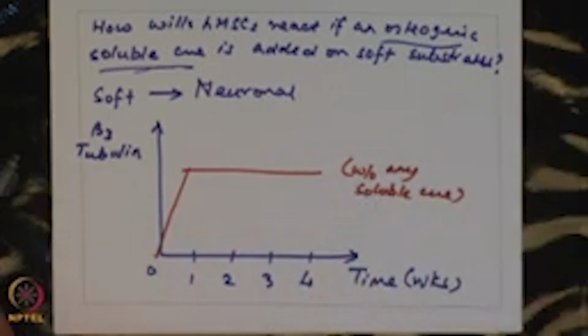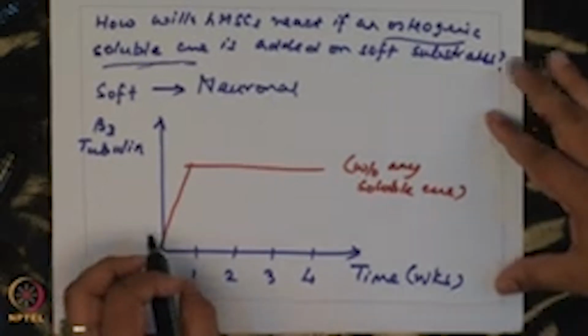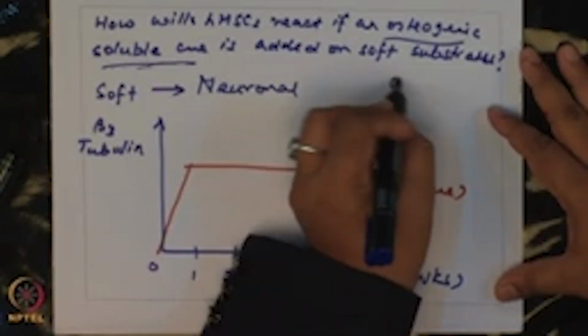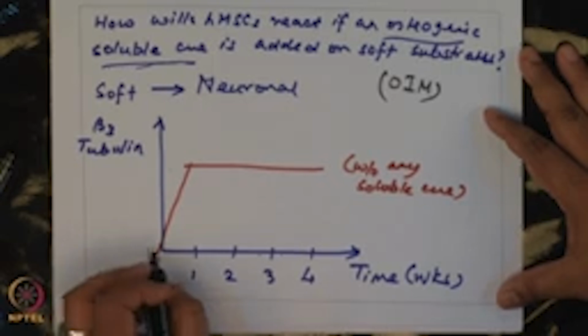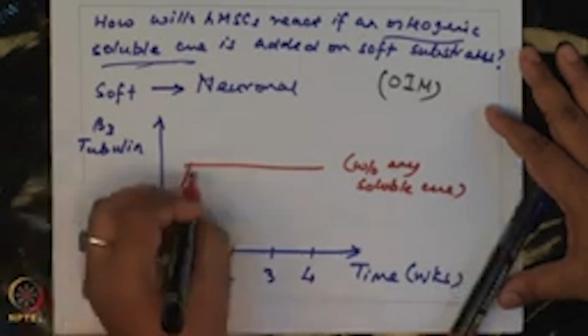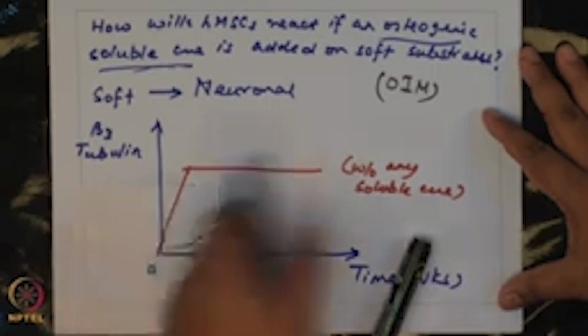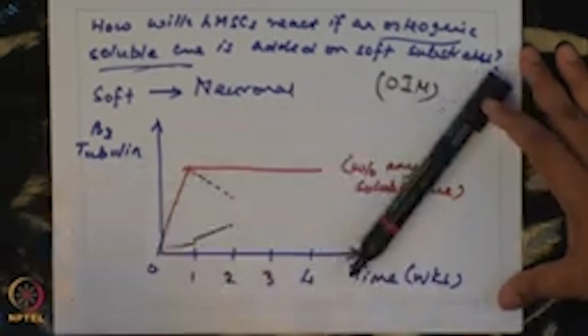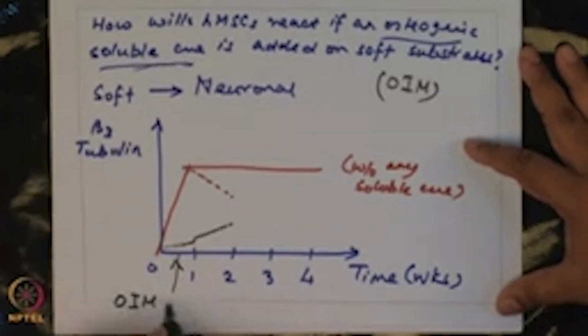If the authors added osteogenic media, so OIM is osteoinduction media, at 1 week, what the authors observed was that after 1 week you have osteogenic factor increasing and adipogenic and neuronal factor decreasing. So, this case corresponds to OIM added after 1 week.